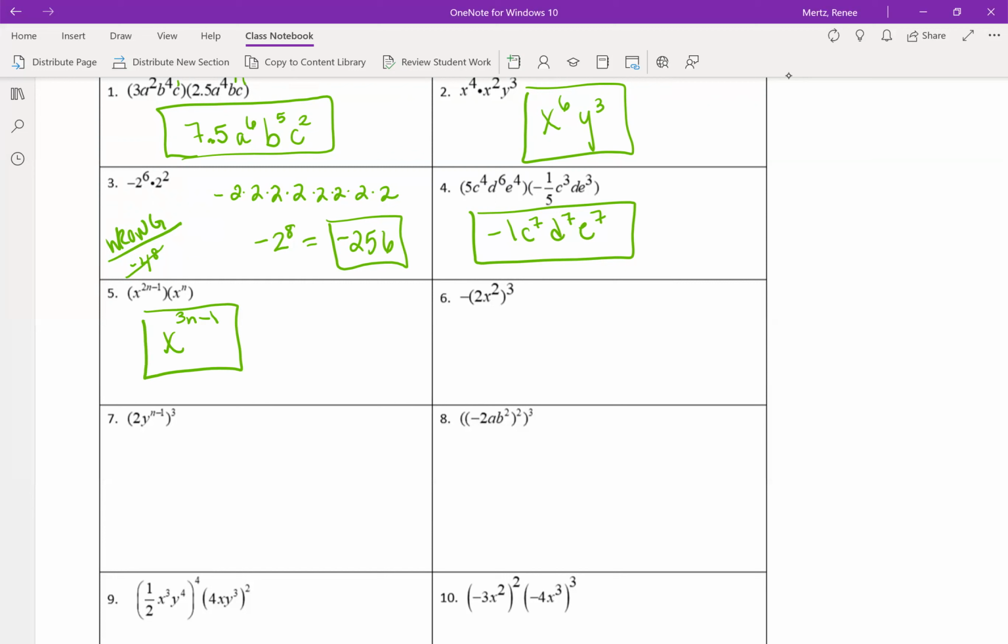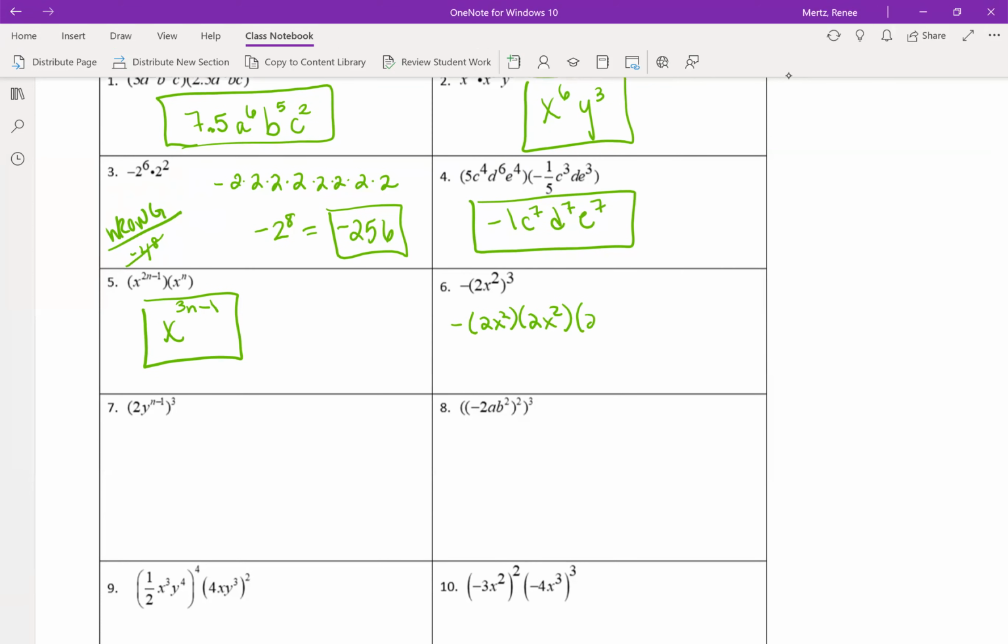For 6, if you would like to be more successful, you'll expand it. So you'll write negative 2x squared 3 times. That's what that cubed means on the outside. The negative was out front, so we just write that once. So we have negative 8x to the 6th.